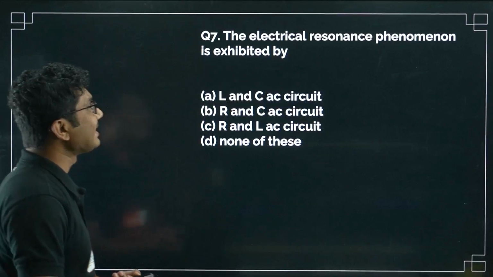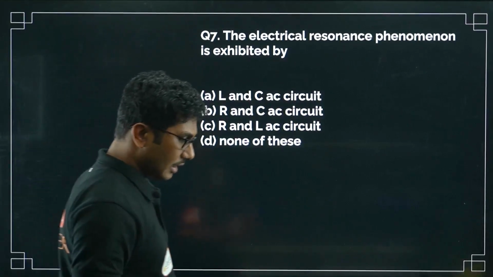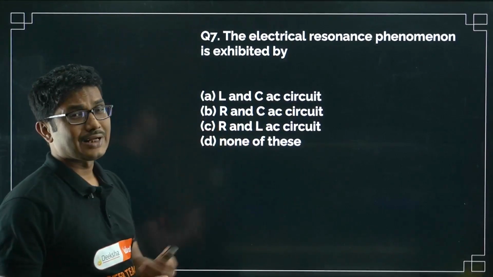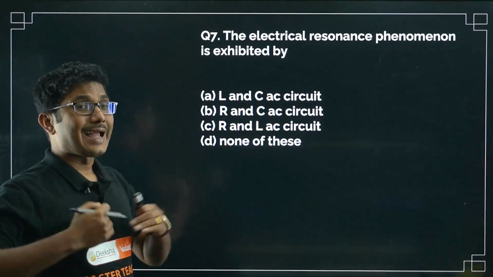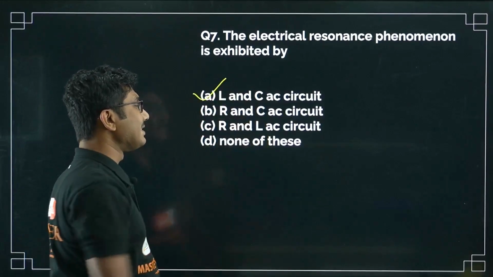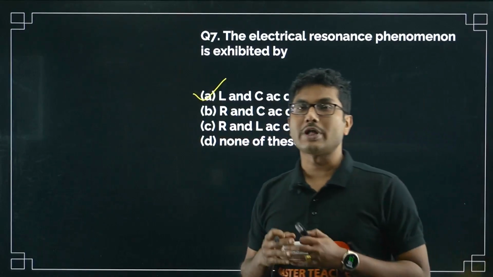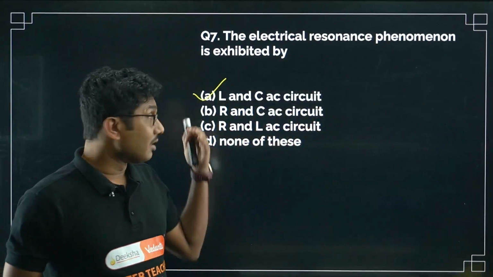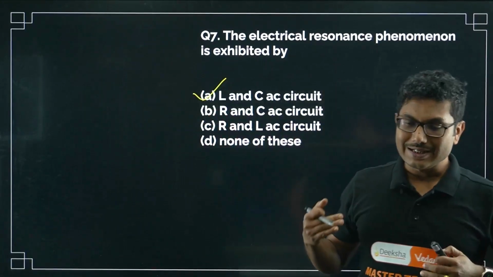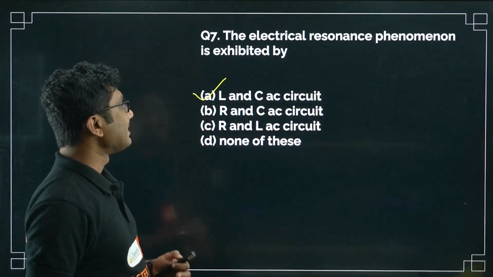Next question, the electrical resonance phenomena is exhibited by... We have done this in the NCERT chapter, also we have discussed this during our AC chapter, that when L and C both are present, only then resonance is possible. So only L and C in the circuit. R and C, R and L does not produce resonance. C and L both have to be there. Okay, R is not compulsory. If R is present, it will be an RLC circuit, but definitely L and C will be there, then only you can see resonance, right? So L and C in a circuit.